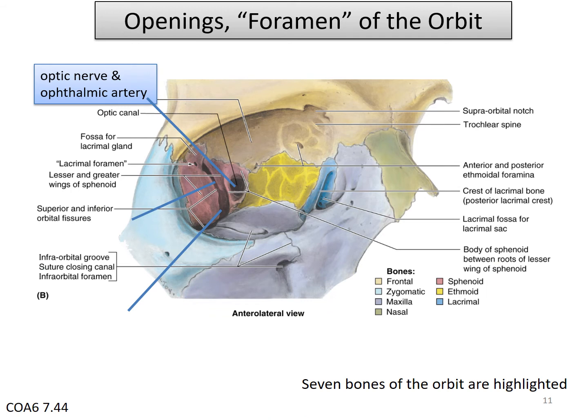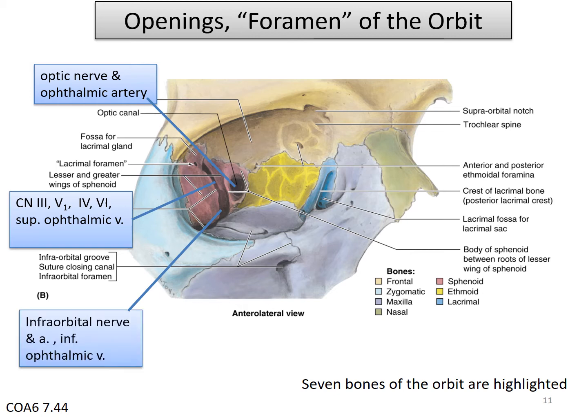Openings or foramina in the orbit. Optic nerve and ophthalmic artery will pass through the optic canal. Cranial nerve 3, the oculomotor nerve, V1 ophthalmic division, cranial nerve 4 and 6 will pass through the superior orbital fissure. Also, the superior ophthalmic vein passes through there. The infraorbital nerve, the infraorbital artery and vein, and the inferior ophthalmic vein will pass through this opening, which is the inferior orbital fissure.